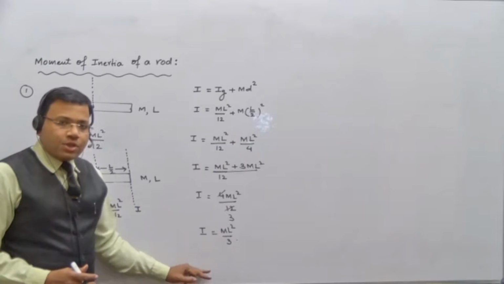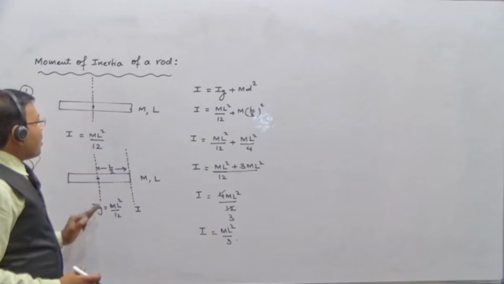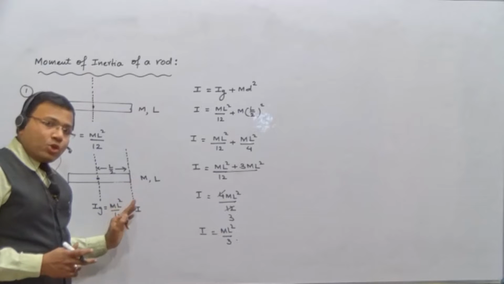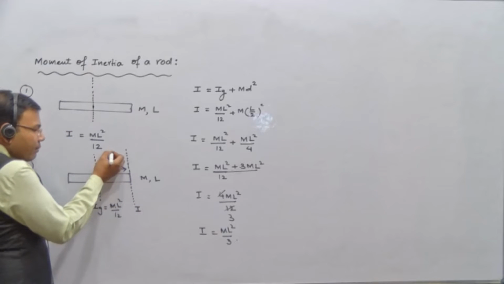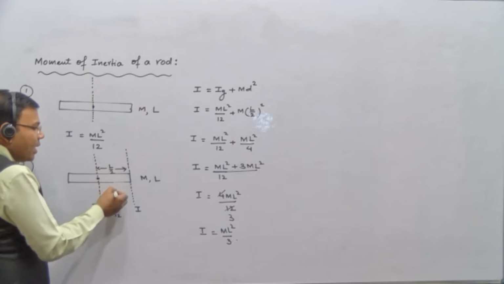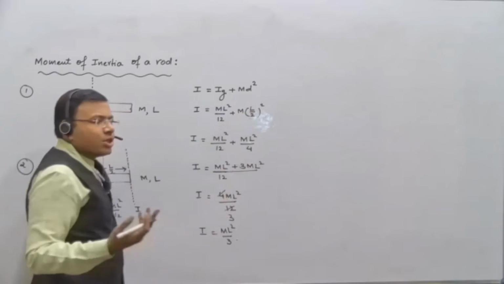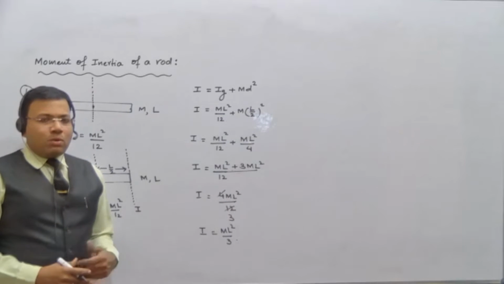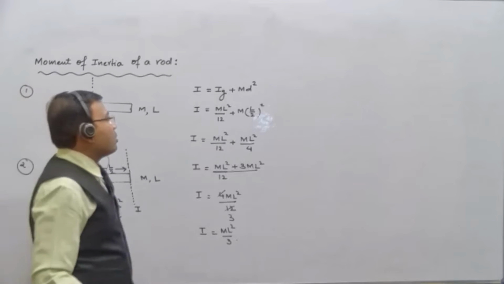This is another situation. This is the first one I have applied: passing through the center, perpendicular to the length. Another is passing through one end and perpendicular to the length. Now students can also ask you about an axis somewhere in between, at a distance of L by 3. Instead of L by 2, you can take it as L by 3. Now I want to move on to a standard question. What is that standard question and how can we expect it? Let us see the third one.